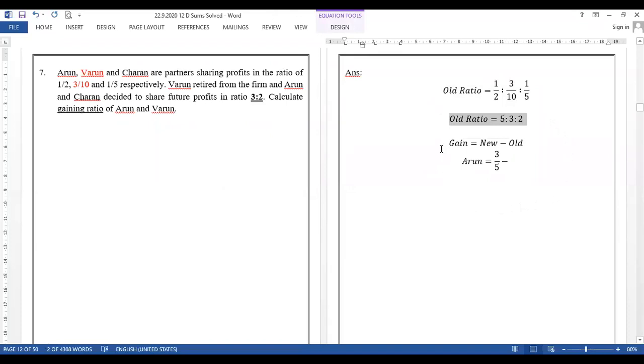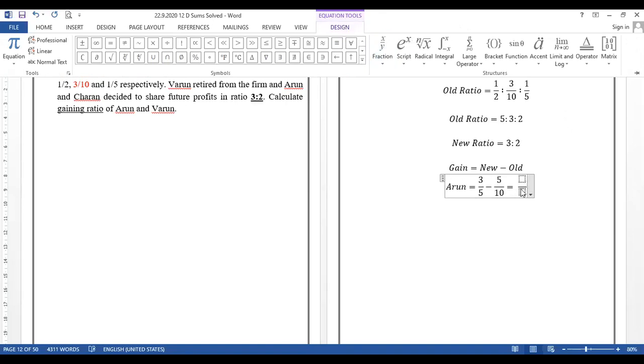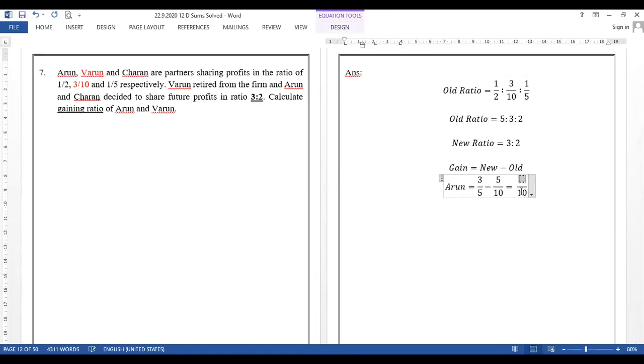Now the new share is also given, the old share is given. New ratio is 3:2. So let us calculate the gain now. New is 3/5 for Arun and old is 5/10. Let us calculate this. LCM will be 10 over here. 5 2s are 10, 2 3s are 6, minus 5. So this will be equal to 1/10.